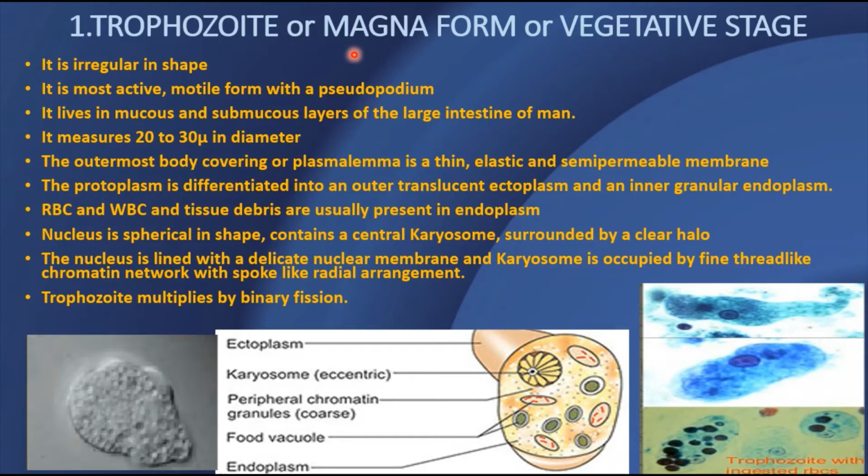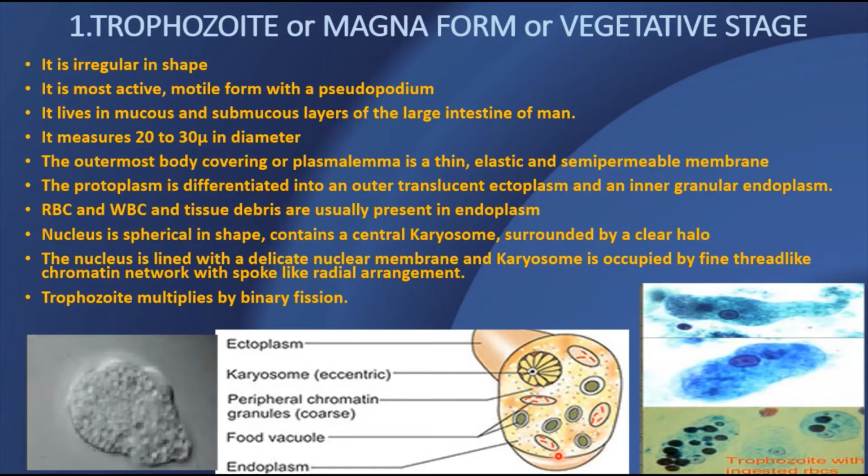The first one, the trophozoite or magna form, is also called the vegetative stage of Entamoeba histolytica. If you see here, it has an irregular shape, without a proper shape, possessing pseudopodia. It is the most active motile form. It lives in the mucus and submucous layer of the large intestine of man, and measures about 20 to 30 micrometers in diameter. The outermost body covering, the plasma lemma, is a very thin, elastic and semi-permeable membrane. Because of this elastic nature, it is able to form the pseudopodia.